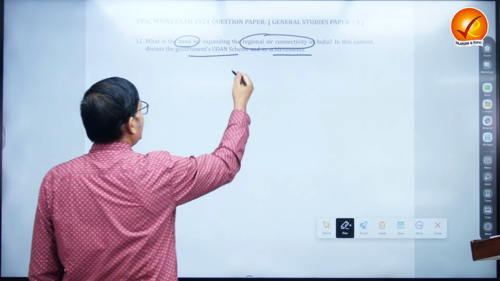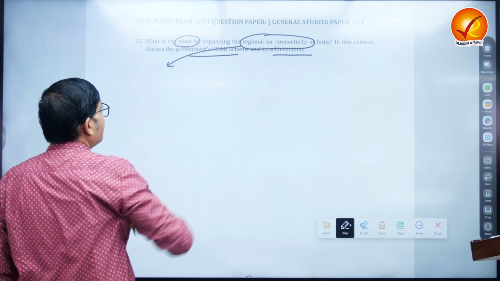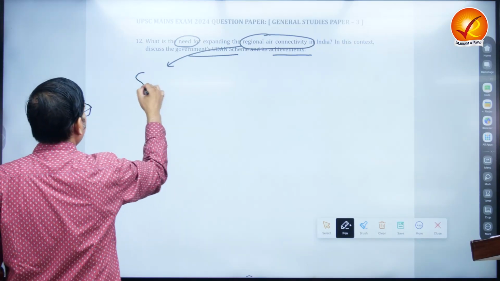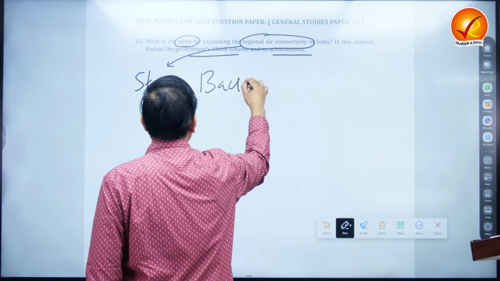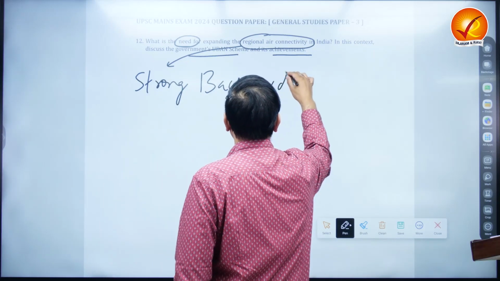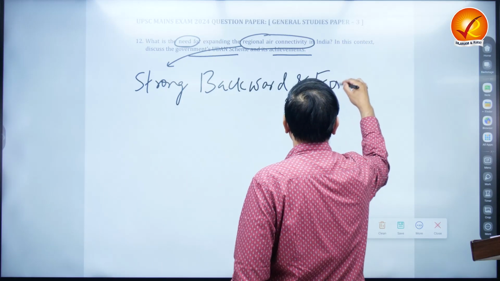First, on need for regional air connectivity, one way to talk about is it has very strong backward and forward linkages. Something that we generally talk about in any infrastructure.